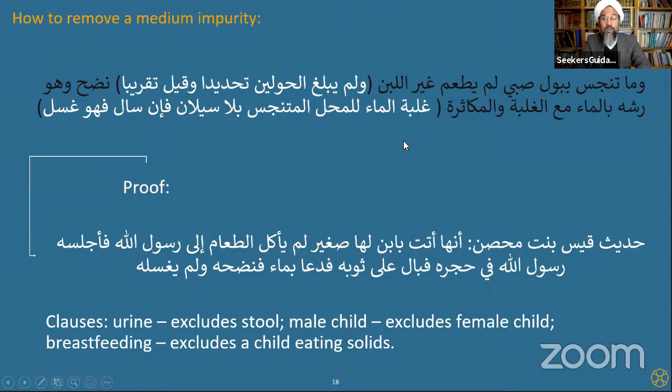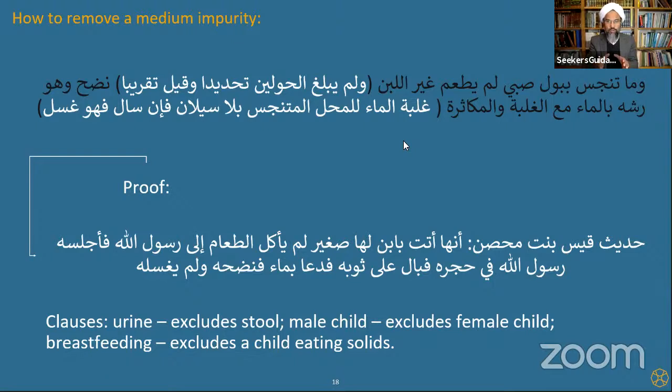وَمَا تَنَجَّسَ بِبَوْلِ صَبِيٍّ, and that which is rendered impure due to the urine of an infant boy, لَمْ يُطْعَمْ غَيْرُ اللَّبَنِ, who has not been fed except breast milk. And very importantly, the child has not reached 2 lunar years of age. What will happen? How do we purify this? نُضِحَ وَهُوَ رَشُّهُ بِالْمَاءِ مَعَ الْغَلَبَةِ وَالْمُكَاثَرَةِ.